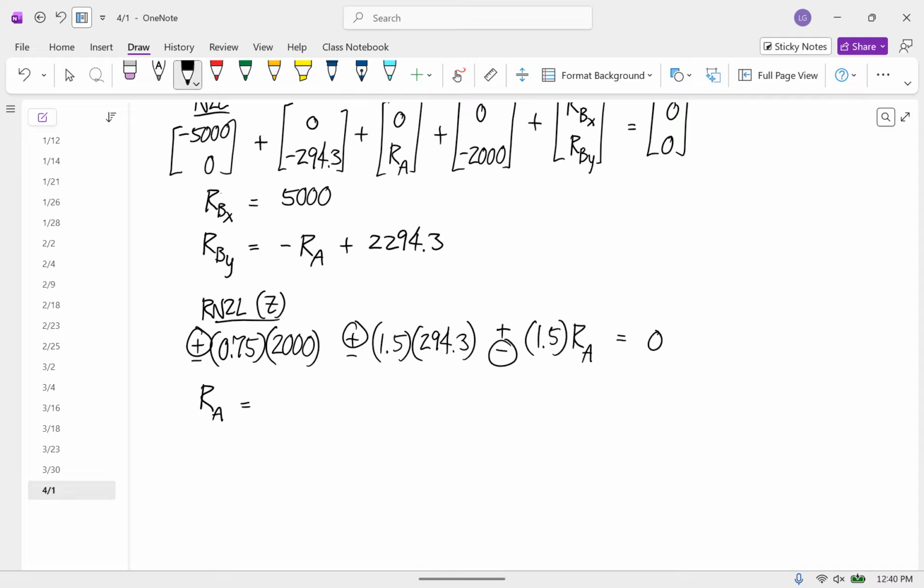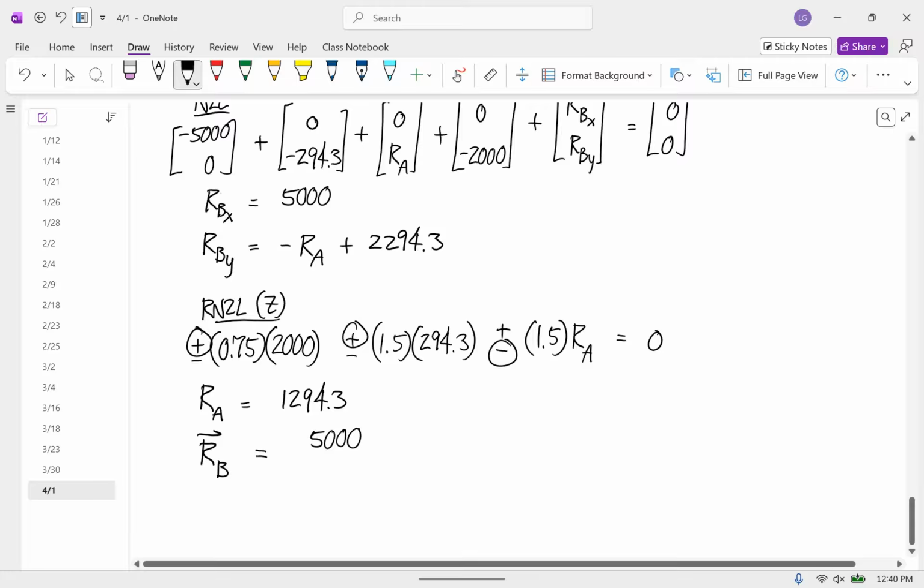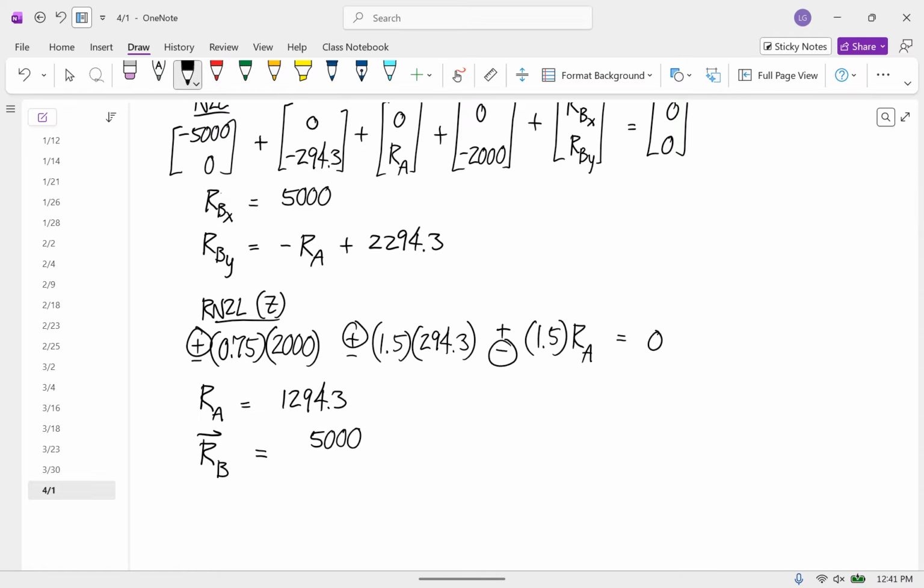So I got positive 1294.3. And so that says that RB, if I plug that in up here for RBY, we got 5,000 for X. And for Y, we got 2294.3 minus 1294.3, so 1,000.